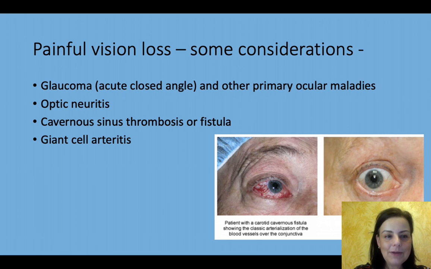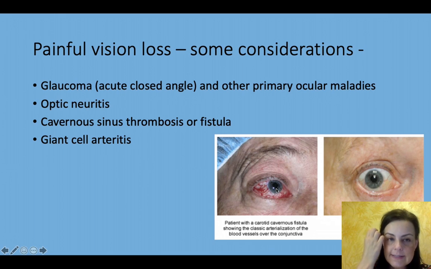Okay, here's what I came up with, but this is not exhaustive. I think we could easily come up with a whole page full of things. But some things to consider: glaucoma, optic neuritis, which it turns out is what our patient has, cavernous sinus thrombosis or fistula, which is what is depicted here.